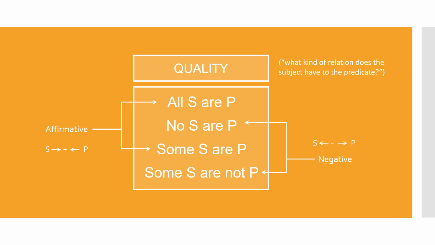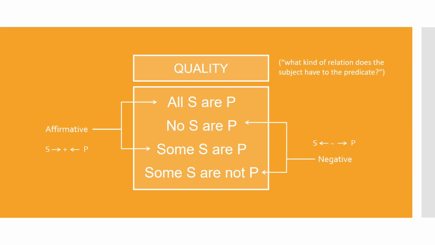On the other side, we get what are called negative claims. And negative claims are just doing the opposite thing. So in terms of answering the question, what kind of relationship does the subject have to the predicate, a negative claim is saying they're separate from one another. They go away from one another. They don't have any relationship in a sense.